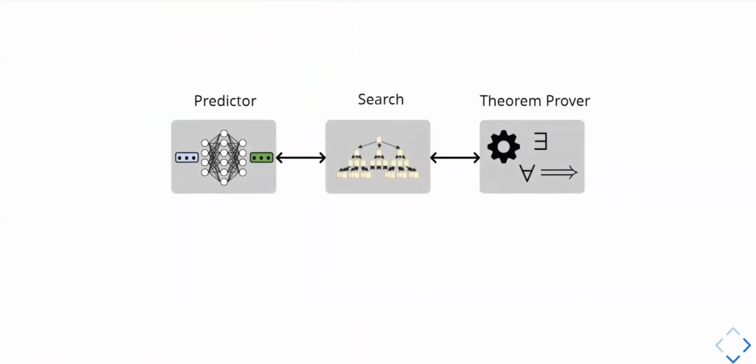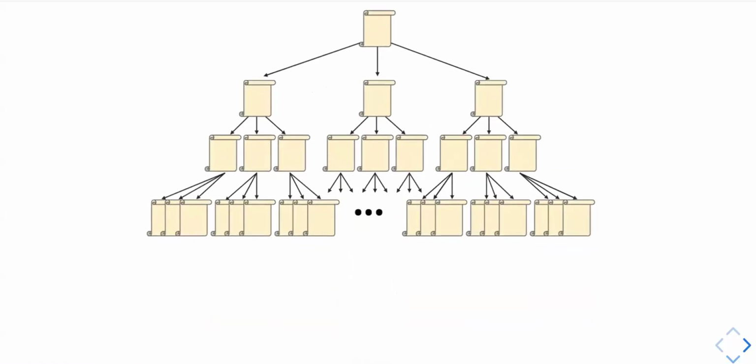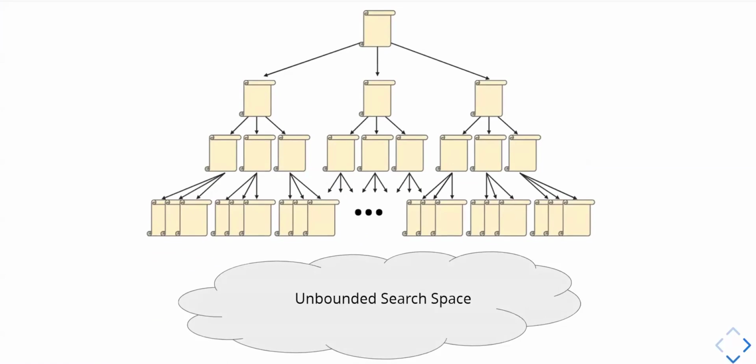Now, generally, the way these tools work is they've got three components. There's a predictor, which looks at particular proof states and tries to give you a next action to take. There's a search that takes these candidate actions and builds up a tree searching the space of proofs. And there's the theorem prover, which does all the number crunching and tells you when you finish the proof. But the problem with this is that even for seemingly simple propositions, proofs can be an arbitrary length. So the search tree that you're searching is totally unbounded.